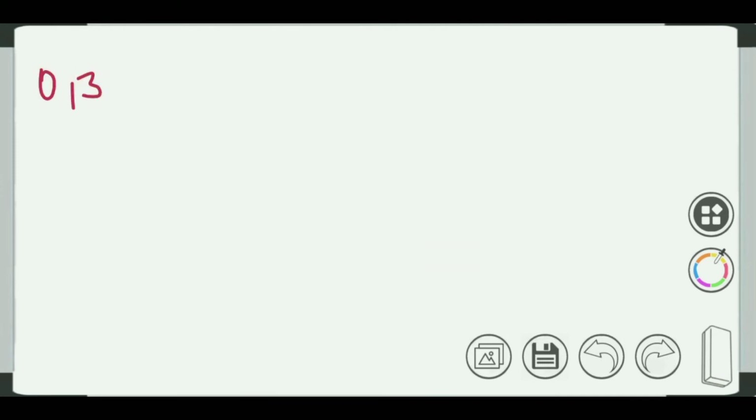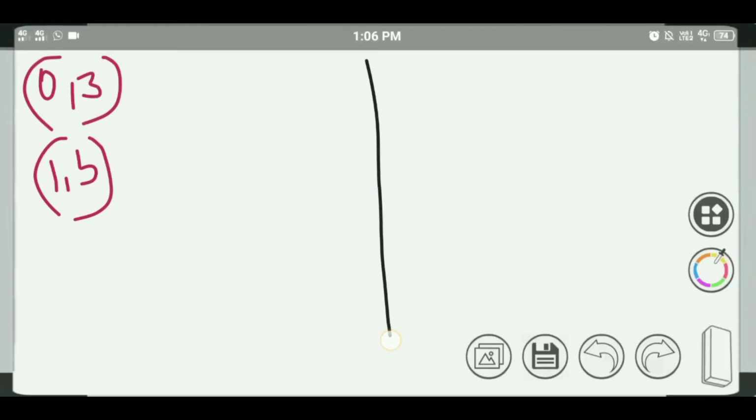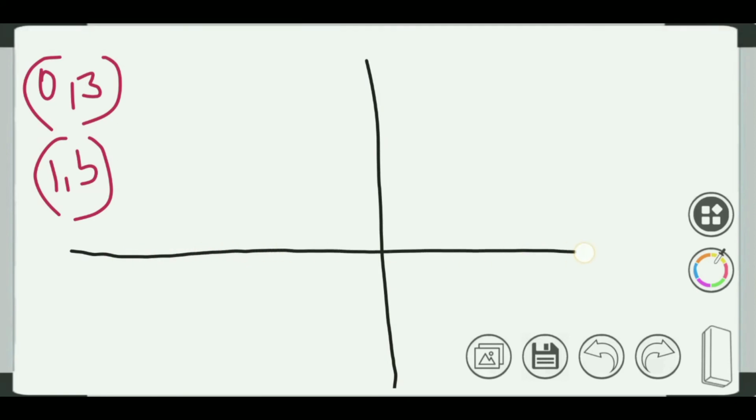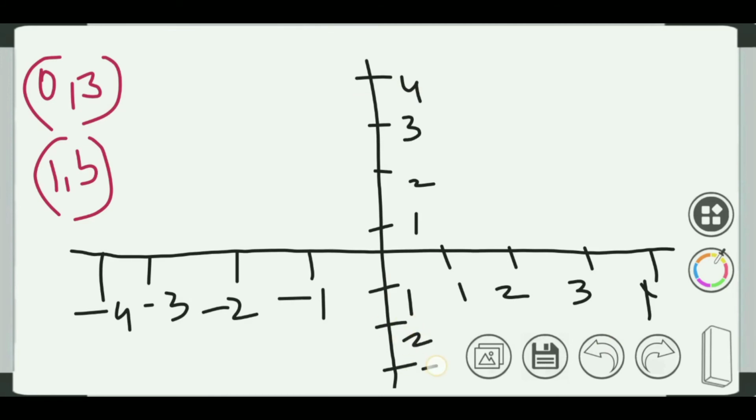0, 3 is the first point. 1, 3, second one. Now, I am drawing a Cartesian plane. 1, 2, 3, 4. Minus 1, minus 2, minus 3. Okay. Now the first point is 0, 3.